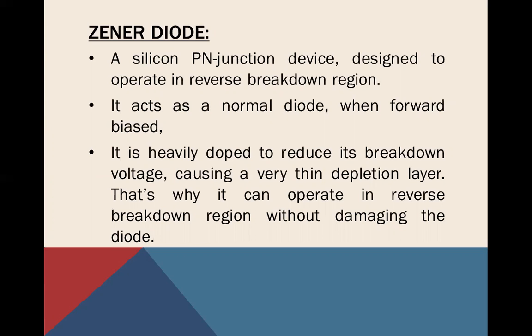So for this problem, the solution is the Zener diode. A Zener diode is a specially designed heavily doped diode that is used to operate in the reverse breakdown region. It is heavily doped to reduce its breakdown voltage, creating a very thin depletion layer. So it can be used in the reverse breakdown region without damaging the diode.